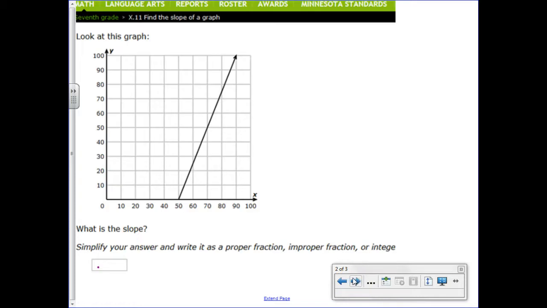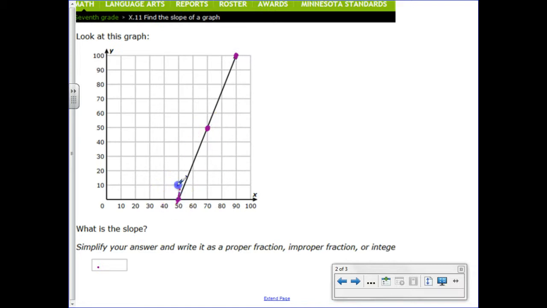All right, it says look at this graph, what is the slope? As you look at this line, first thing is you need to find 2 points. You need to find points that are directly on a nice coordinate. So here's one. The next one looks like it's about right here. There's another one way up here. Pick any 2 of these, it doesn't matter. I'm going to pick these first 2.